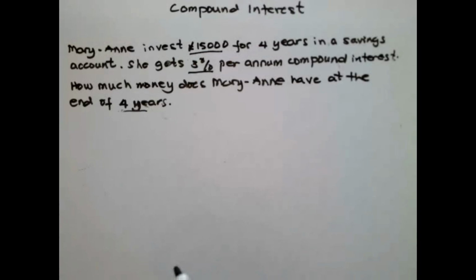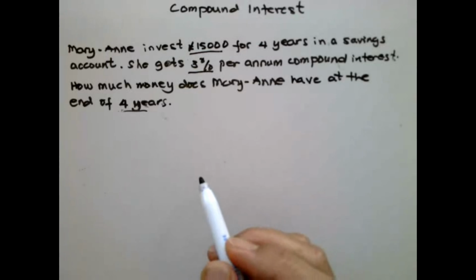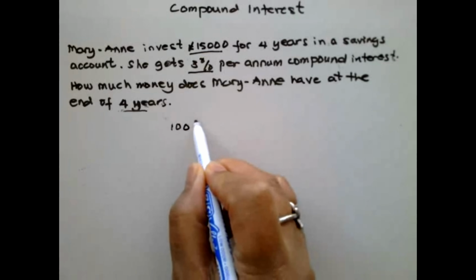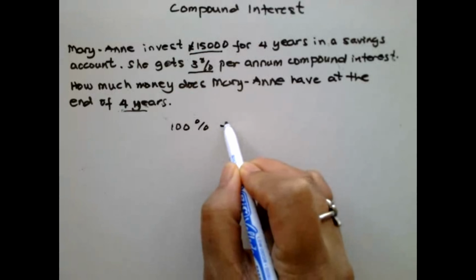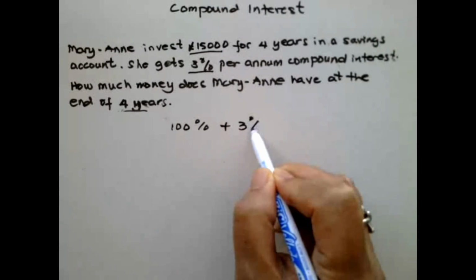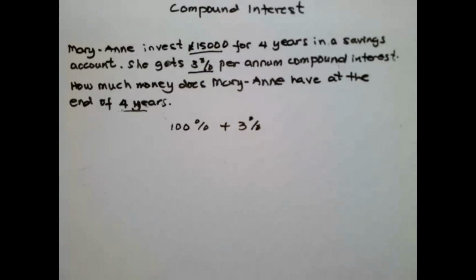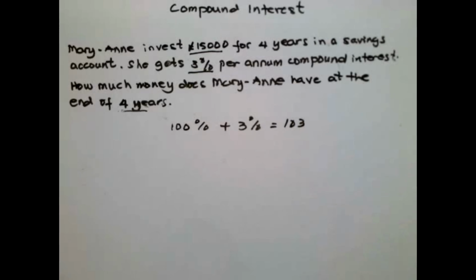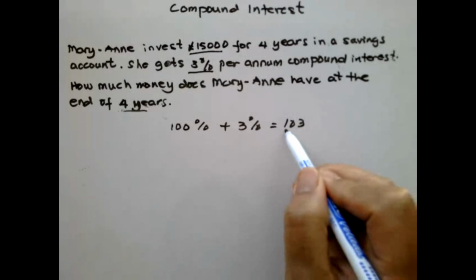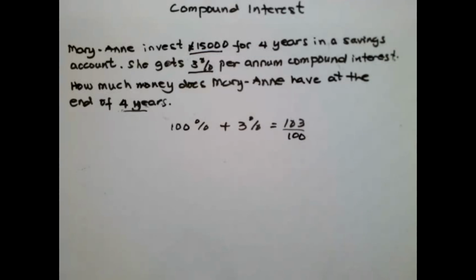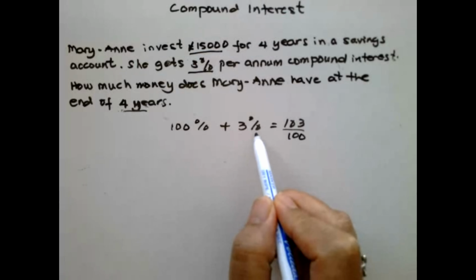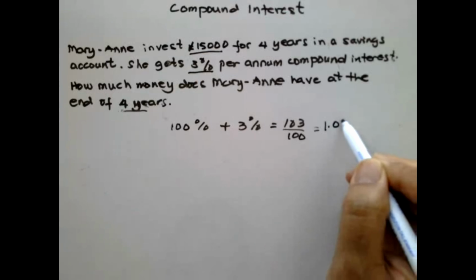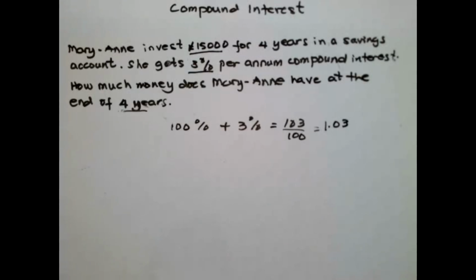First, we're going to calculate the multiplier. We're using the 100%, the initial value, plus the 3% compound interest. If you add them together, we have 103%. We're going to divide it by 100 to make this a decimal, because percentage means per 100. So the answer is 1.03. That's our multiplier now.